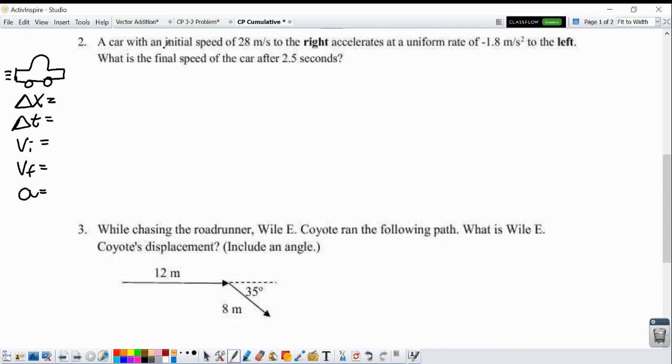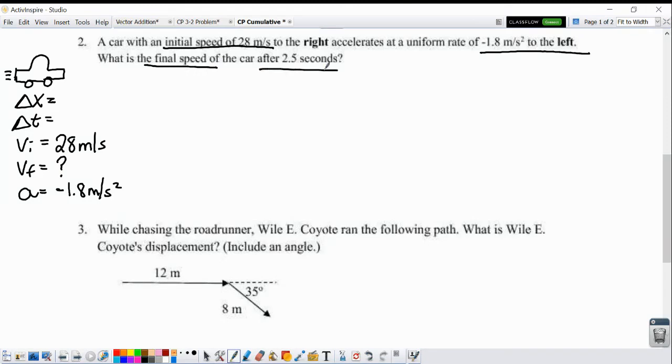A car with an initial speed of 28 meters per second to the right, so it's positive, accelerates at a uniform rate of negative 1.8 meters per second squared to the left. So they're opposite directions, so we should anticipate that this object will be slowing down. What is the final speed after 2.5 seconds? We don't know delta x, so we'll choose the equation that does not have a delta x.